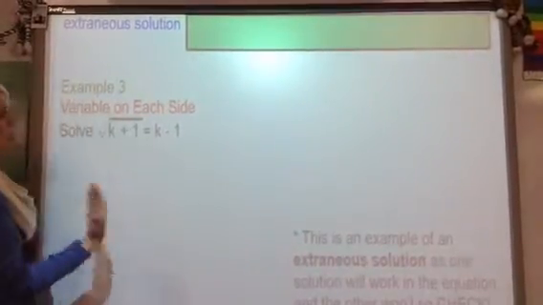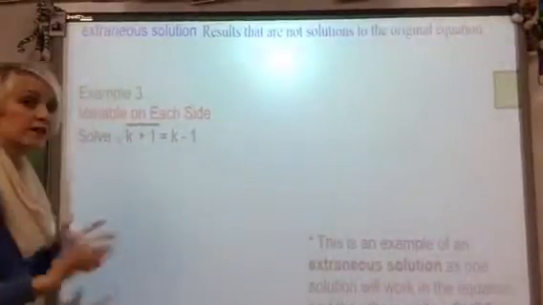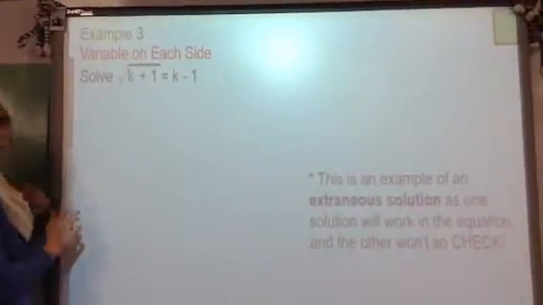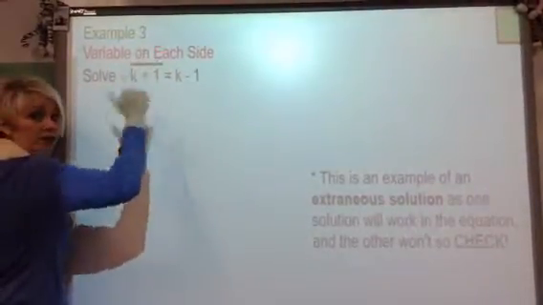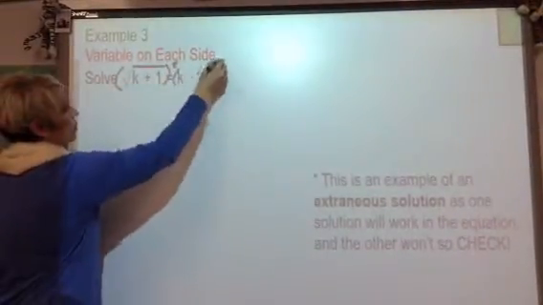Now we're going to talk about what would happen if you have an extraneous solution. That is results that are not solutions to the original equation. And so I'm going to show you an example of one that we're going to have here in example 3. This is already a radical by itself. So we're going to square both sides as our first step. We don't have to get anything away from the radical.